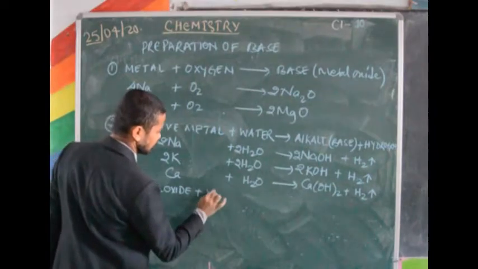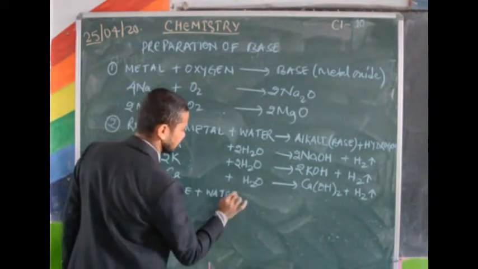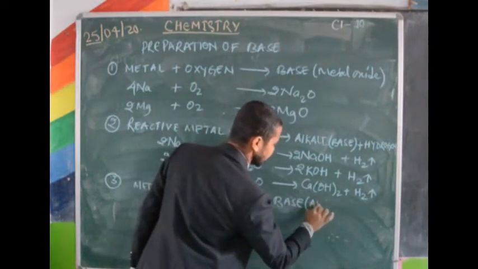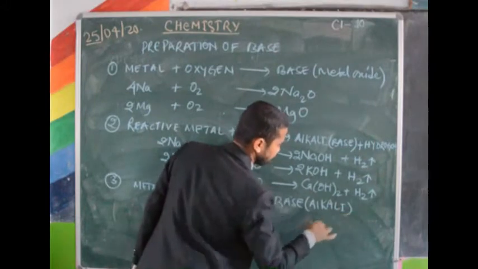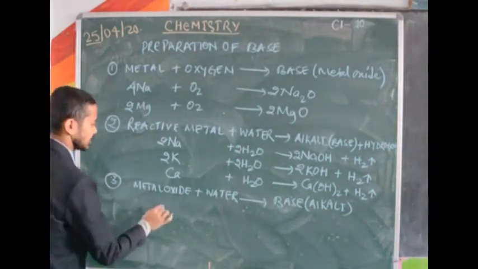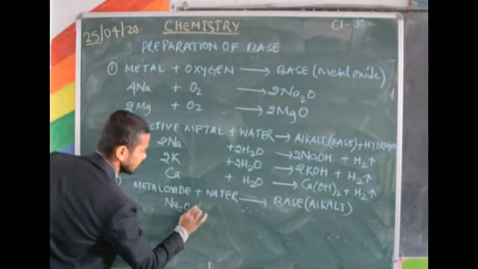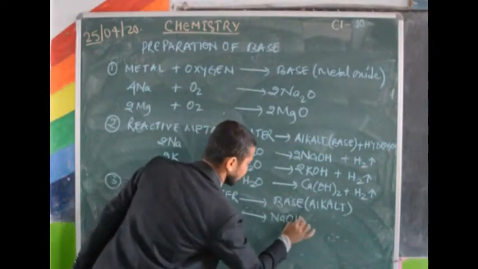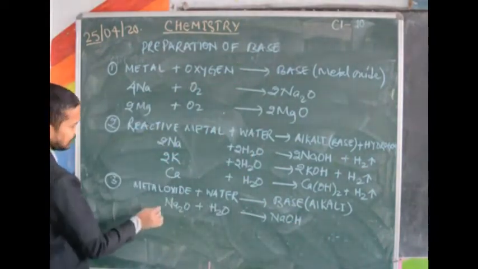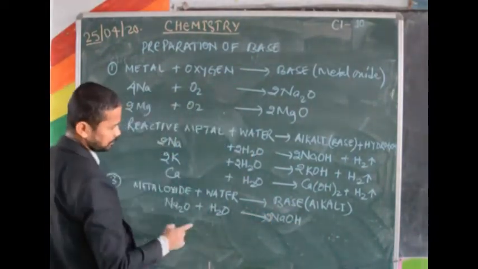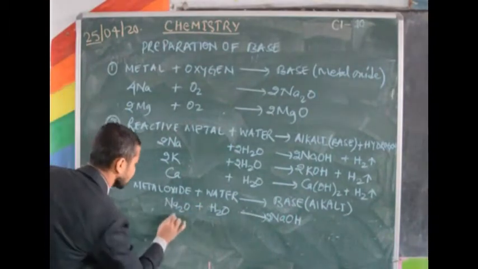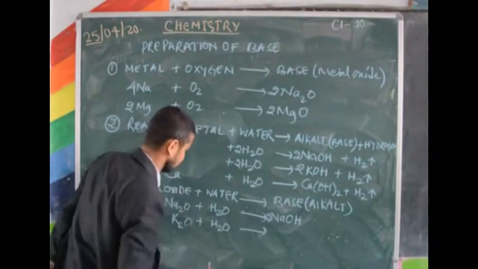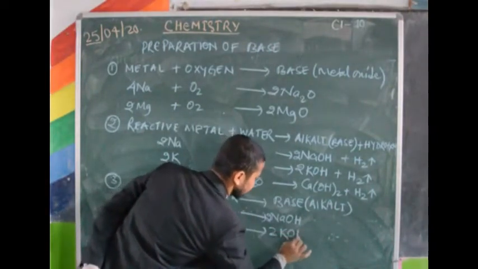plus water. Metal oxide plus water also gives base, especially alkali. So metal oxide, sodium oxide plus water gives sodium hydroxide. So balance here. Then potassium oxide plus water gives potassium hydroxide.